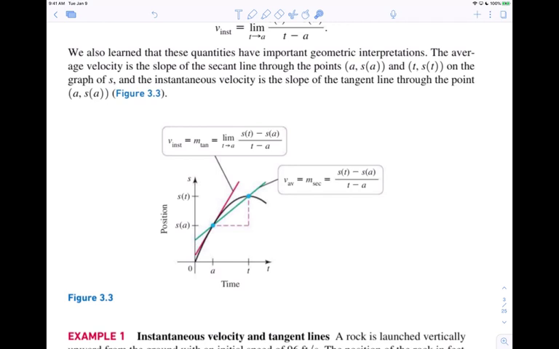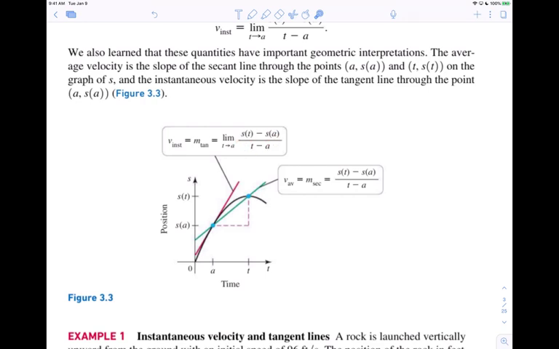So the average velocity is the same as the slope of the secant line, y2 minus y1 over x2 minus x1. Instantaneous velocity is going to be the slope of the tangent line, and basically that's going to be the limit as t approaches a. So as our t gets closer and closer to a, the slope of the tangent line is described by this limit as t approaches a of y2 minus y1 over x2 minus x1.